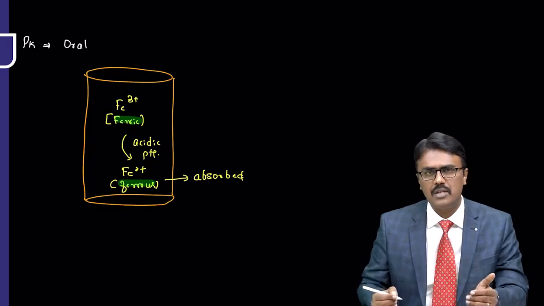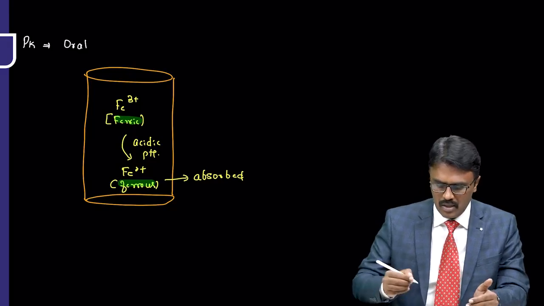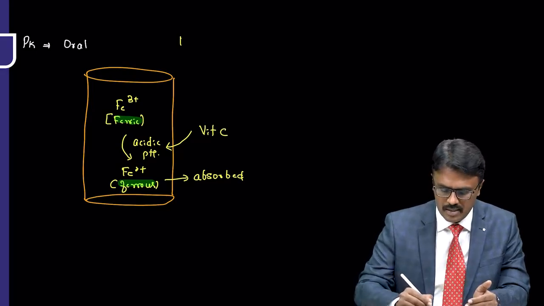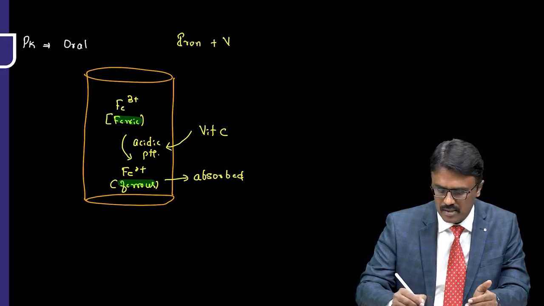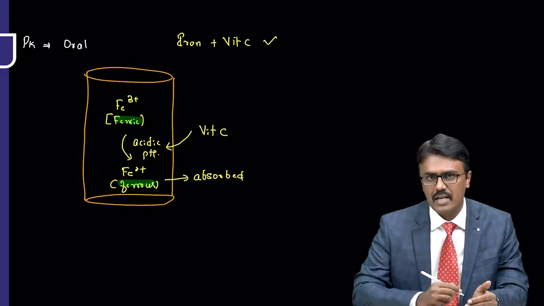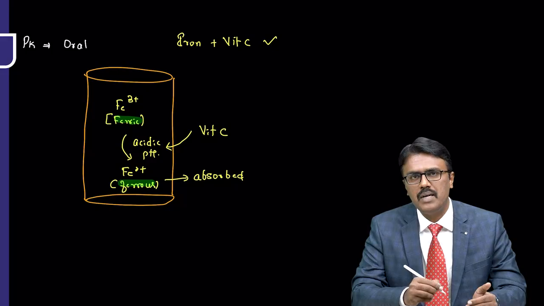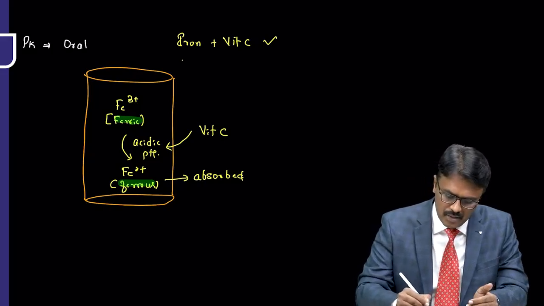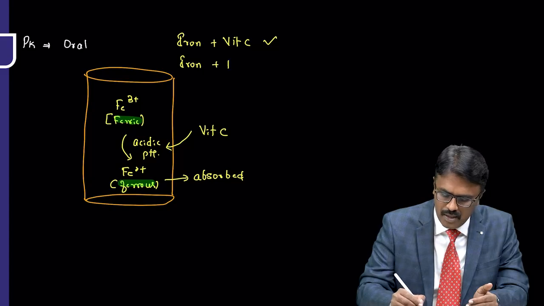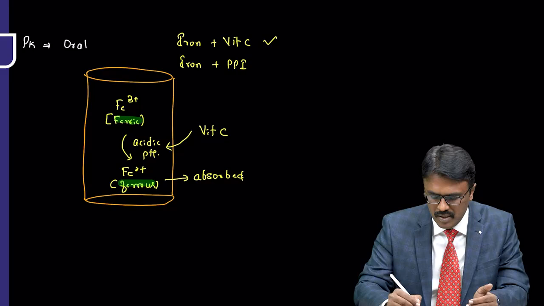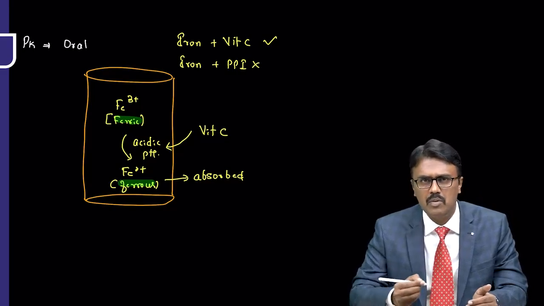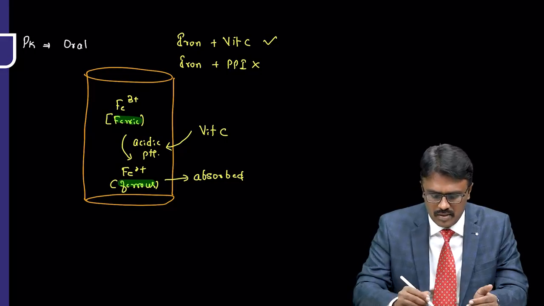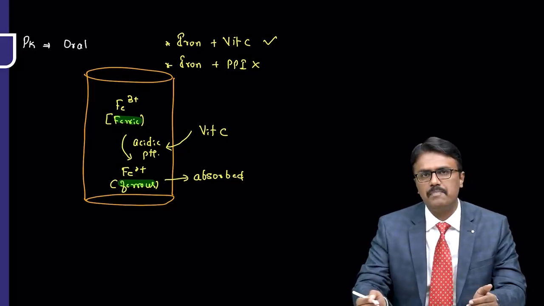Iron absorption is maximum in the duodenum. What favors acidic pH is the administration of vitamin C. They can ask in the exam, can we combine iron with vitamin C? Yes, this combination is rational because vitamin C makes the pH acidic and iron absorption is increased by making the iron ferrous. Another question: can we combine iron and a PPI together? No, because PPIs, that is pantoprazole, omeprazole, make the environment alkaline and iron absorption is hampered. These are two drug interactions they can ask in the exam.